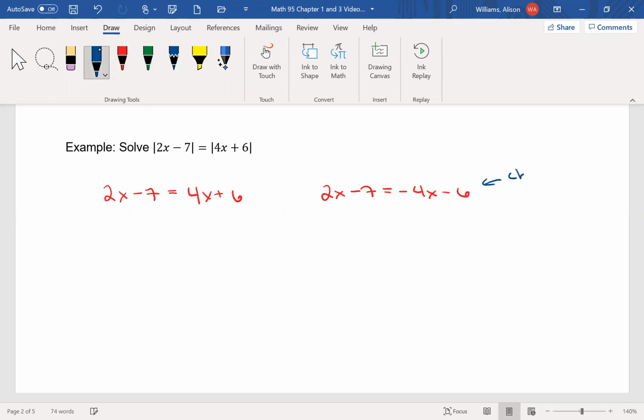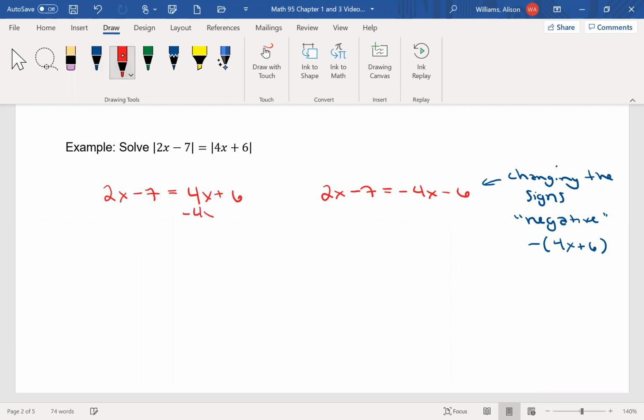So we're changing the signs. That's the quote unquote negative of that. So what we're really doing is throwing a negative out in front and distributing the negative in. Okay, I hope that is clear. So now we can solve these two equations.